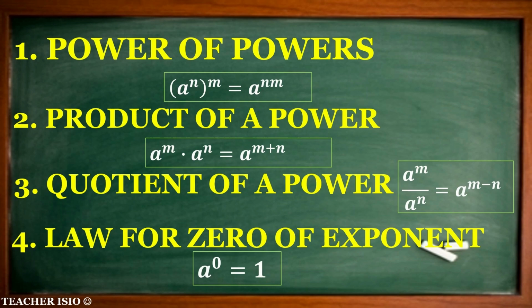So as you can see mga anak, when it comes to the quotient of a power, just simply subtract the exponent. Product of a power, just add the exponent. And then last, we have the law for zero of exponent. We have a raised to 0 equals 1. So always remember, if the exponent is 0, the answer is always 1.